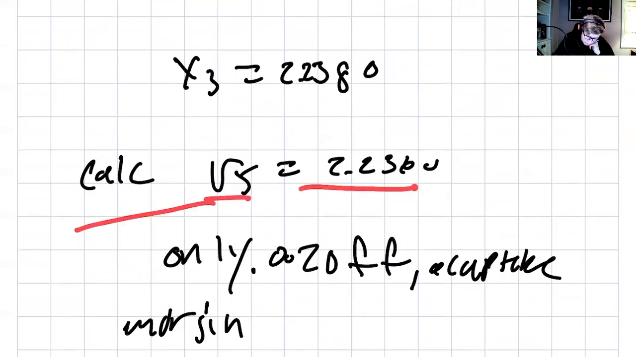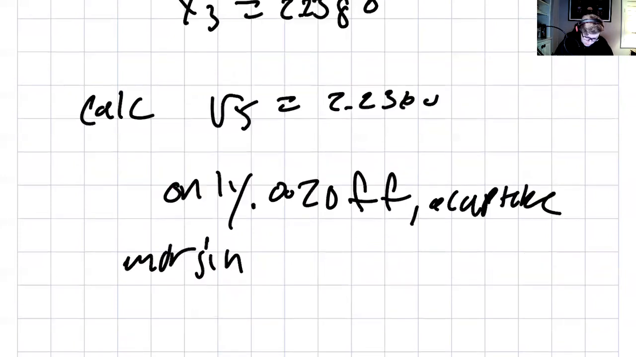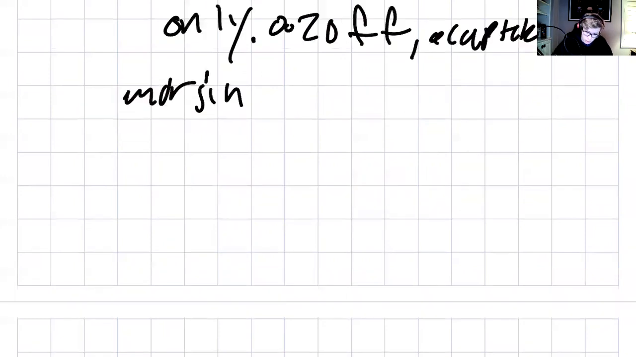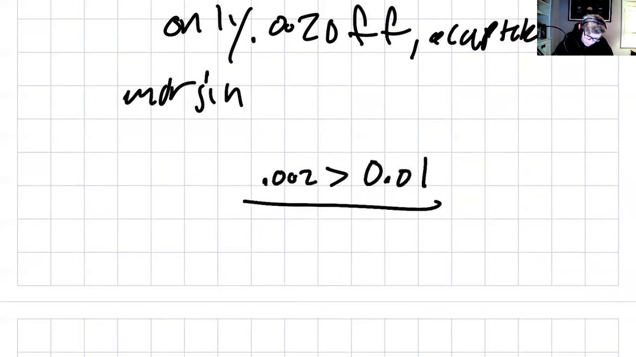Radical 5 is equal to 0.2360. So the absolute error was 0.002, and we were told to find it within 0.01. So 0.002 is less than 0.01, which means it's an acceptable margin of error.